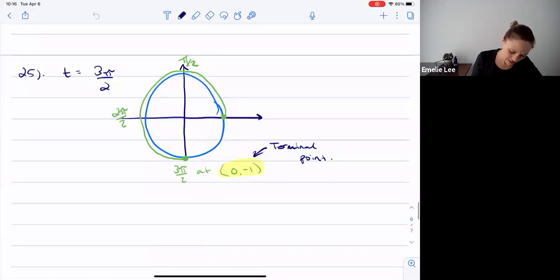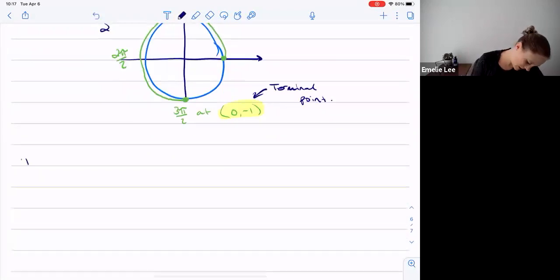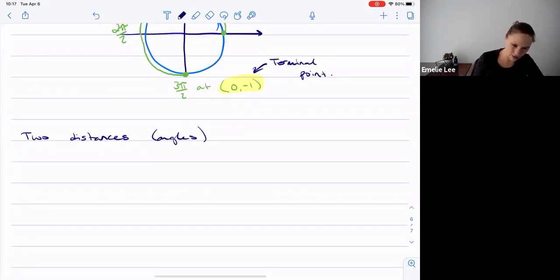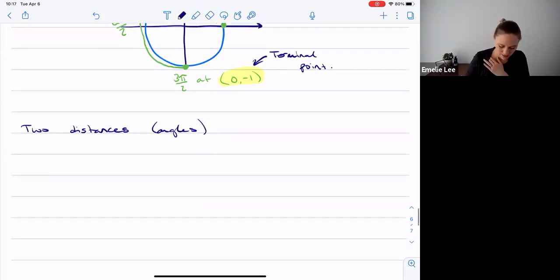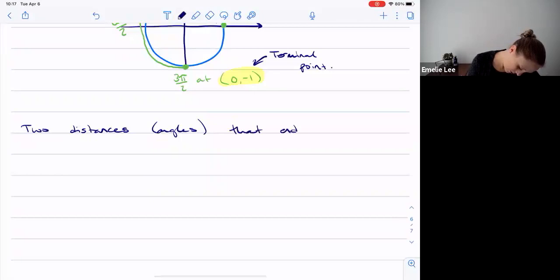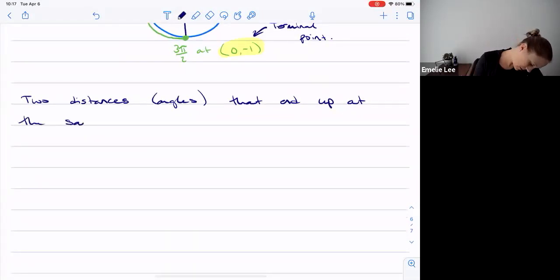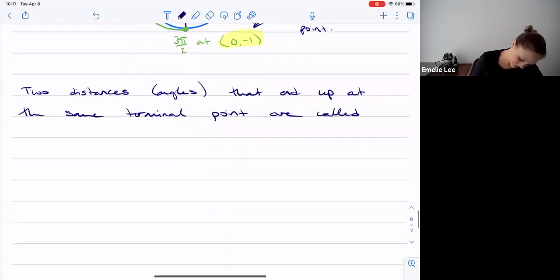In the next section we introduce coterminal, but I think this is a nice place to introduce it. Two distances, which are later going to be angles, that end up at the same terminal point are called coterminal, which makes sense.